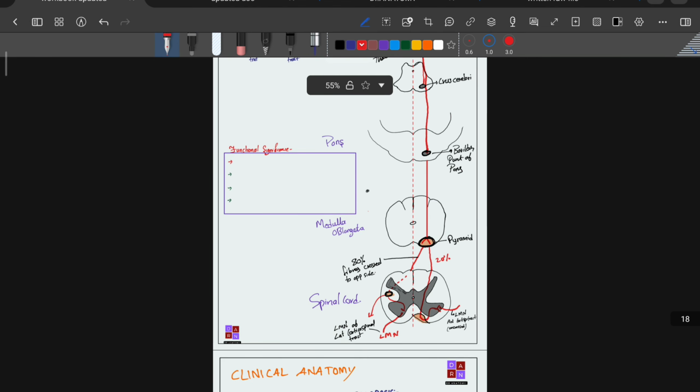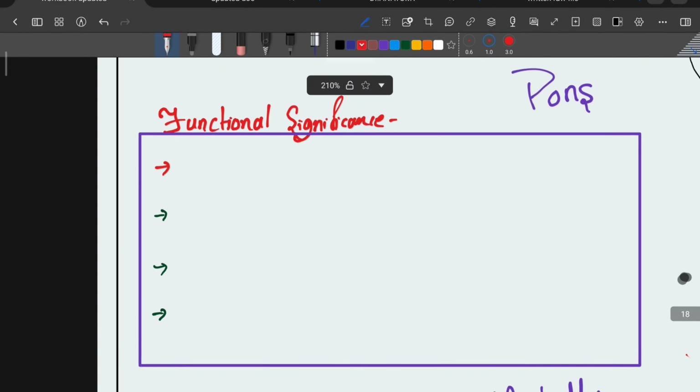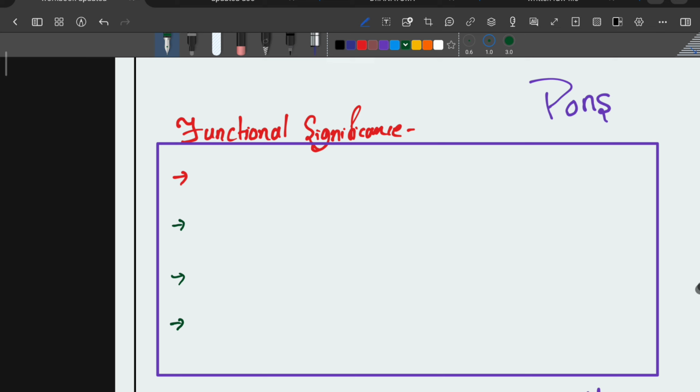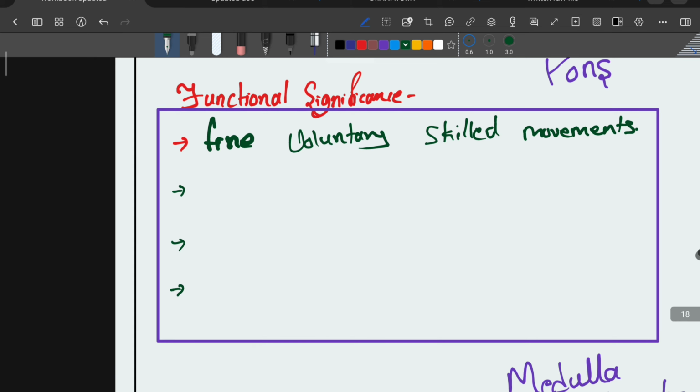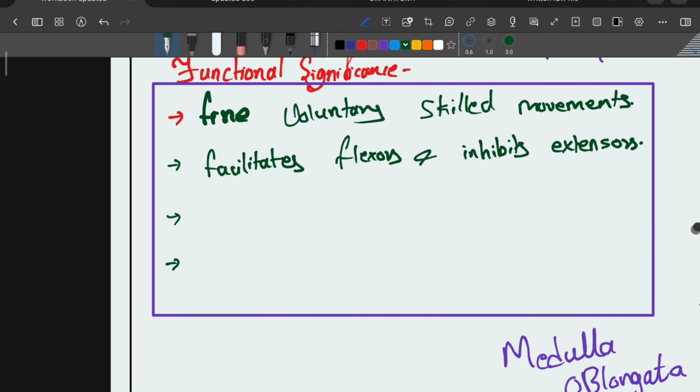So this is the anterior corticospinal tract. What is its functional significance? It takes fine voluntary skilled movements, and also it facilitates flexors and inhibits extensors.